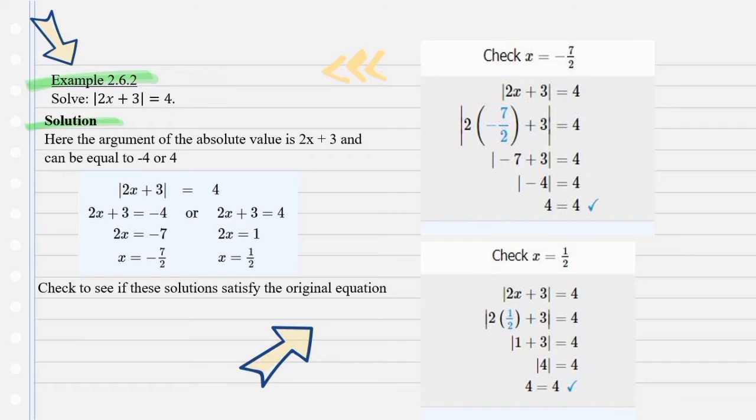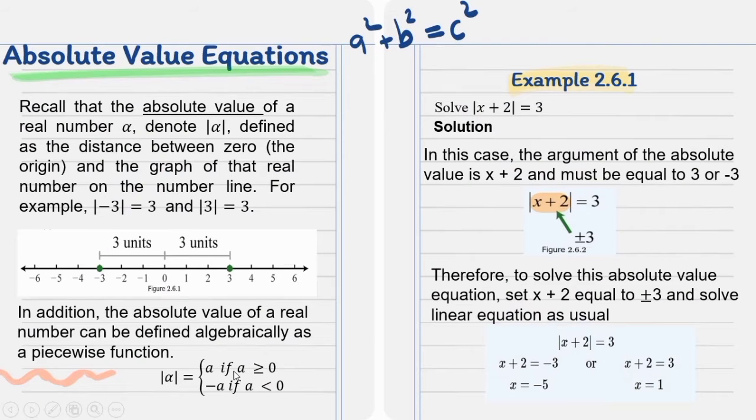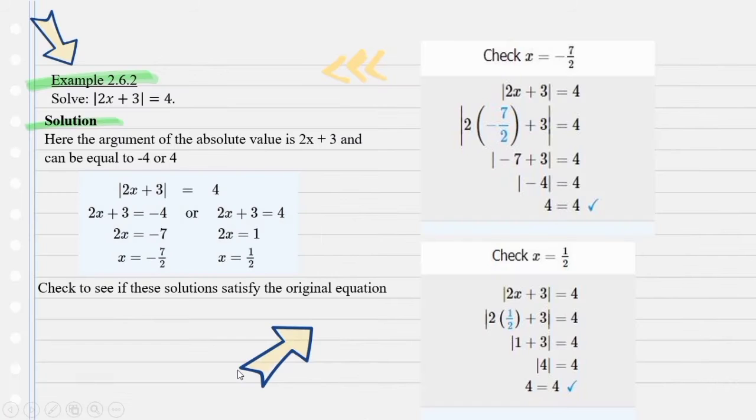Example 2.6.2. Solve absolute value of 2x plus 3 equals 4. Solution. The argument of the absolute value is 2x plus 3 and it can be equal to -4 or 4. It is the same function you saw. Absolute value of 2x plus 3 equals 4.